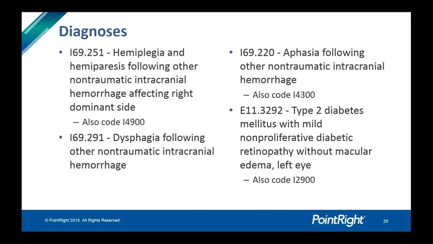I69.251. So this is a hemiplegia or hemiparesis following other non-traumatic intracranial hemorrhage affecting the right dominant side. So she was right-handed. So you would code that hemiplegia and hemiparesis, but also don't forget, check off that checkbox, I-4900. Very important for the speech language pathology comorbidity, because that is captured from the checklist. Next, we have the dysphagia, I69.291, dysphagia following other non-traumatic intracranial hemorrhage, again related to the same stroke.